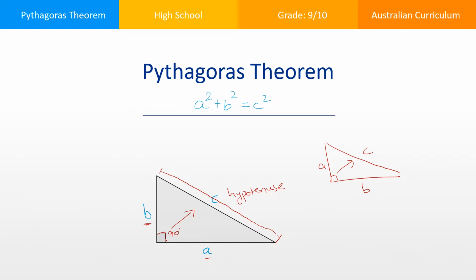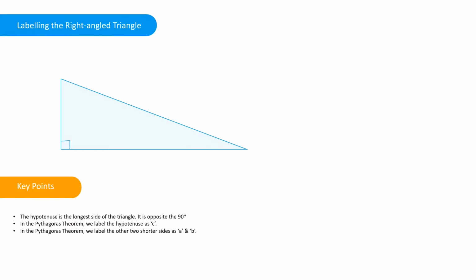Now let's look at some examples. Let's label this first. So we know that the hypotenuse is the longest side of the triangle, and it's opposite this 90 degrees. So that's our C, the hypotenuse, and the other two sides can be labeled A and B. So I'm just going to label them like this. All right. So this labeling is important because once you identify what A, B, and C is, then you can go ahead and use the Pythagoras theorem, which is A squared plus B squared equals C squared.